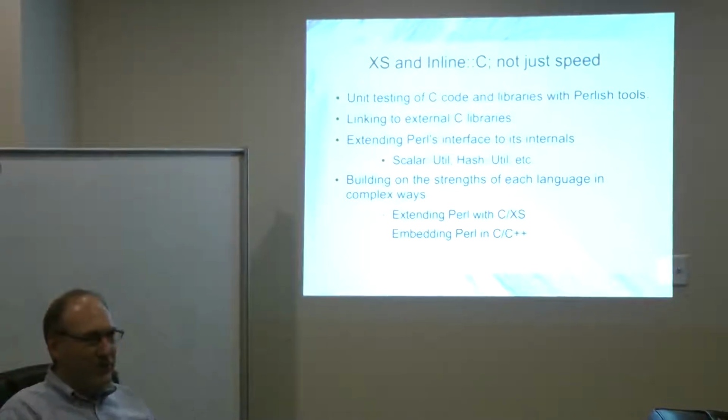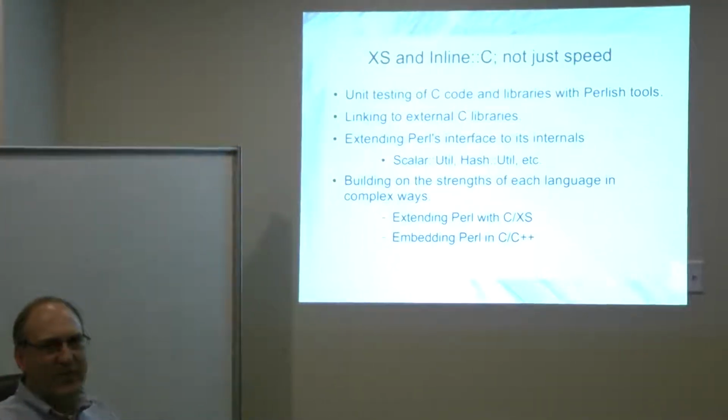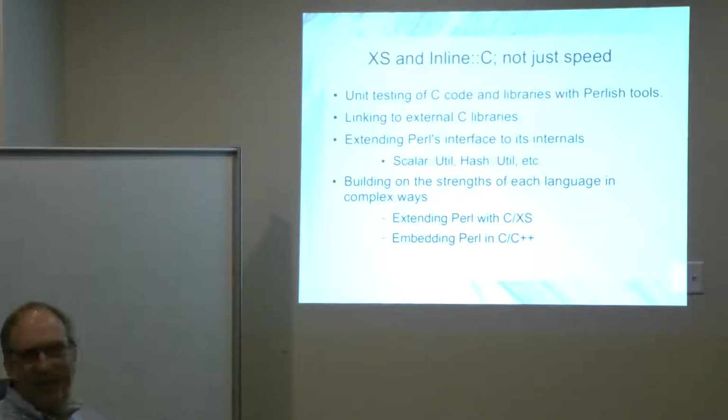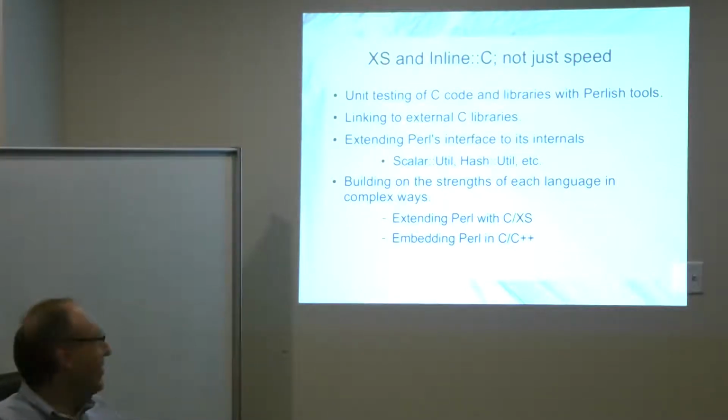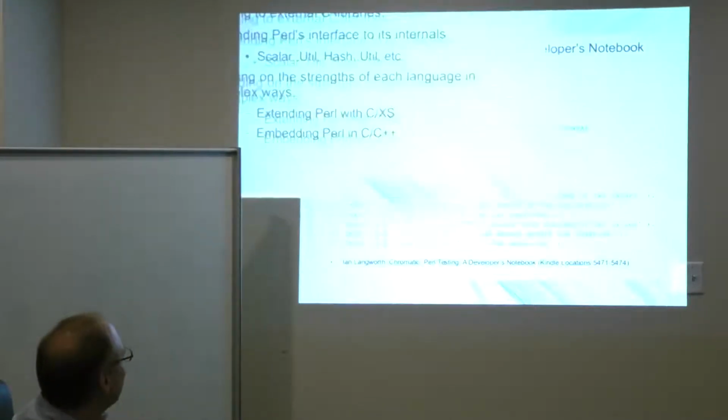Also extending Perl's interface to its internals, like Scalar::Util. A lot of those things, like looks_like_number, dualvar, some of those have to get into XS to do what they do. And then building on the strengths of each language in complex ways, extending Perl with C and XS, or embedding Perl in C. All these things are fun.